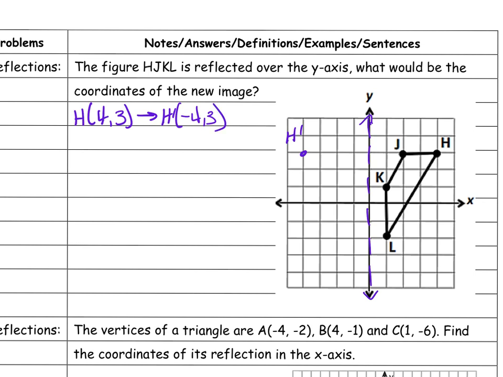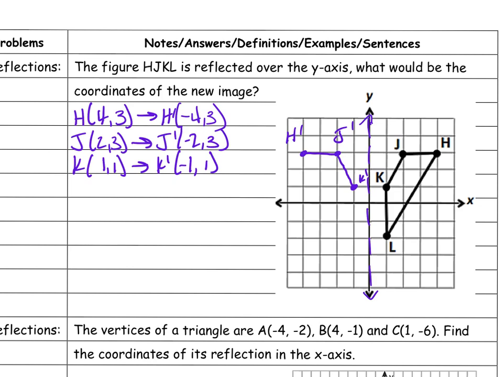Good. And then we're going to go to J, and J is located at 2, 3. And we're going to go to J prime. So J is 2 away, so J prime is located at -2, 3. And then we're going to go to K, which is located at 1, 1. And that's going to become K prime. So it's 1 away, K prime, which is located at -1, 1.